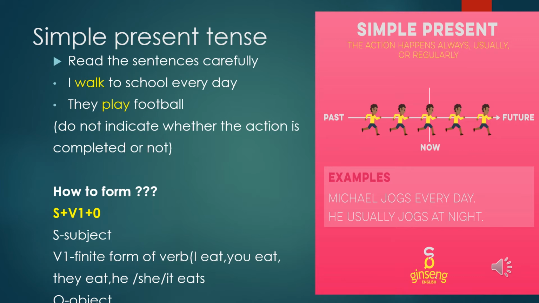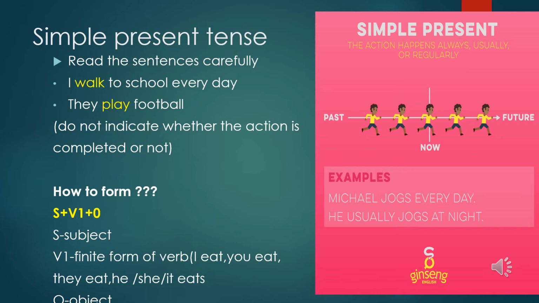When I say they play football, here again there is no indication whether that action is completed or not. Okay, now we can see how to form the simple present tense. So the structure is that you need to learn it by heart. The structure is subject plus V1, that is the verb form.